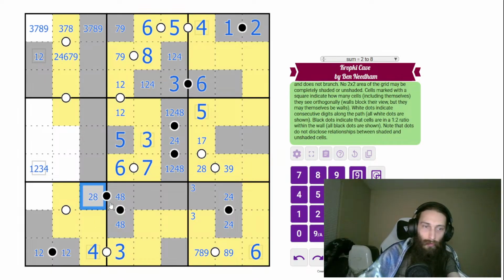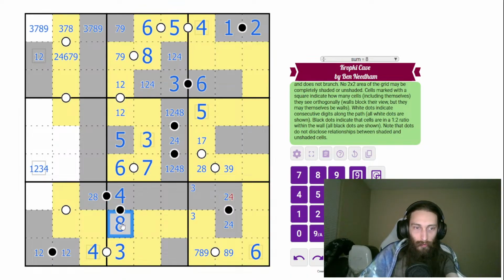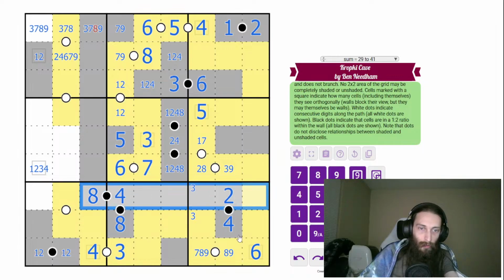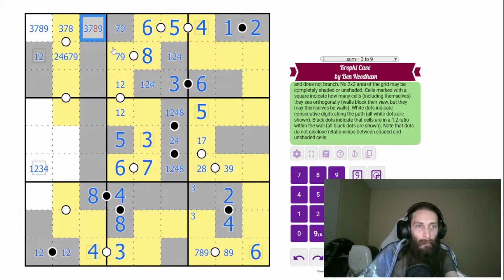4, 8 removes 3, 6 possibilities. This can't be a 4, so this is 4, this is 8. 2 and 4. And that forces 8. Which I should have seen sooner, but... I didn't see the 2 at first, and I started to say, "No, it can't." Yeah.